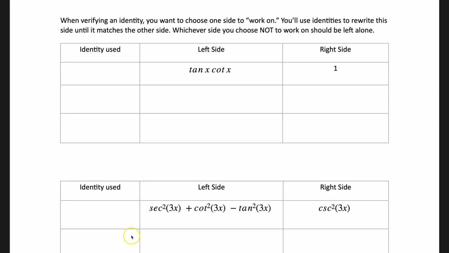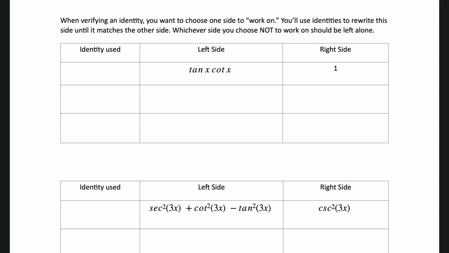And what you may want to do is have that identity proofs sheet that's in Objective 1 next to you. Either print it out or just pull it up on the screen next to you. Just so that way you can reference it while I go through these proofs. Okay, that being said, here we have a very simple proof in that it only takes one substitution to prove.